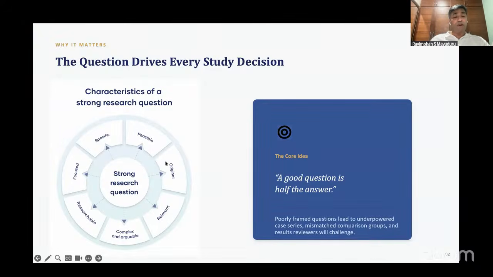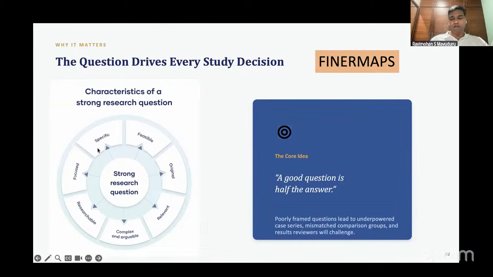And what are the spokes of the wheel? These are some pictorial representations, and you can keep on adding adjectives as you require. But something which I thought were relevant was it should be feasible. Obviously, it should be original. You cannot replicate something. Although research itself means that you are searching again, it should not be copy paste from others' research, which some people do at the last moment when they ask for a topic. It should be relevant, complex and arguable, researchable, focused, and specific.